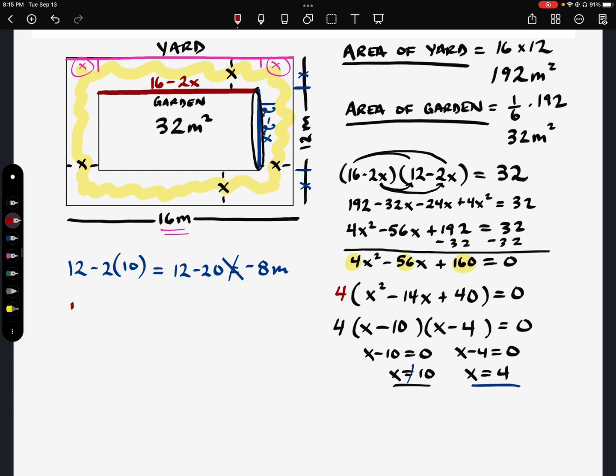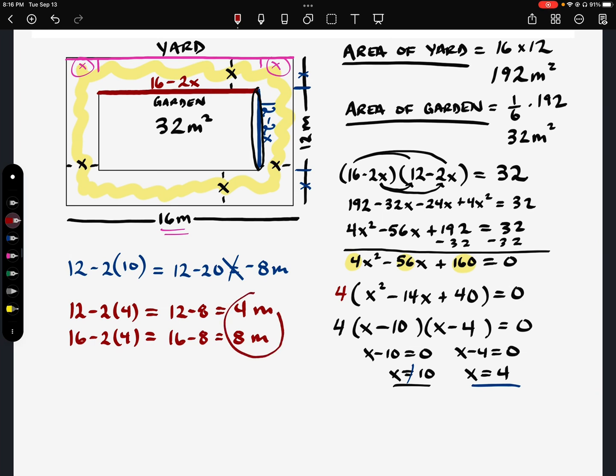If we take our 4 and we plug it in, we'd have 12 minus 2 times 4, which is going to be 12 minus 8, which is 4 meters. That seems to work. We check it with the top one, 16 minus 2 times 4. That would give us 16 minus 8, which is going to be 8. And if you think about it, if your dimensions are 4 meters by 8 meters there, that is a total area of 32 square meters.